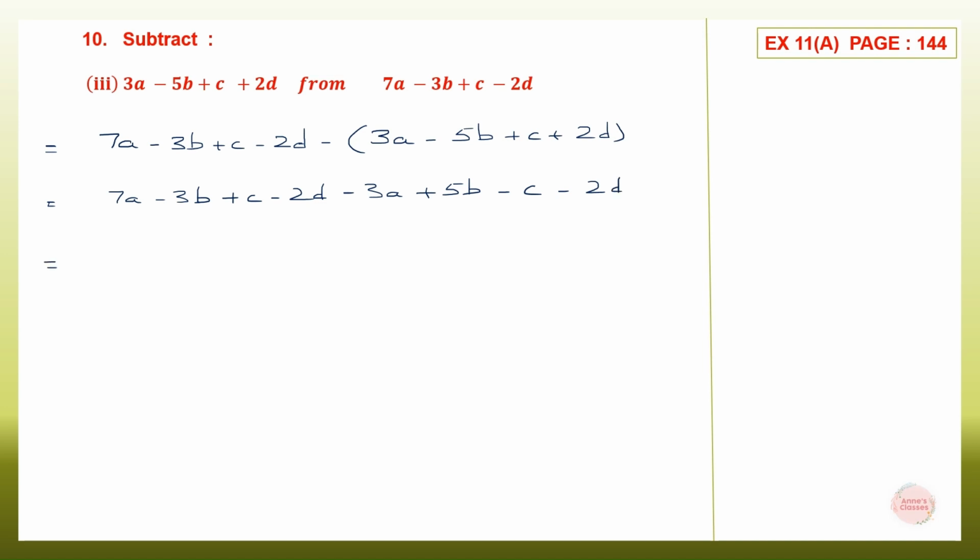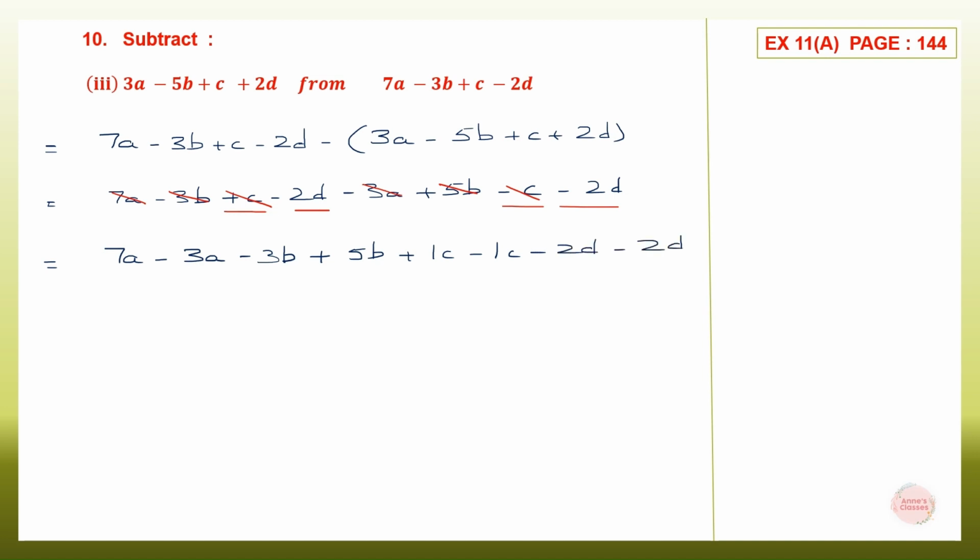Now let's get all the like terms together. Here we have 7a, here we have minus 3a. 7a minus 3a. So the a's are over. Let's look at the b's. We have minus 3b, then we have plus 5b. So let's write that. Minus 3b plus 5b. So we finished with b. Let's write down the c's. Plus c and minus c. That means plus 1c minus 1c. So that is also over. The c's are over. Now let's look at the d's. Minus 2d and minus 2d.